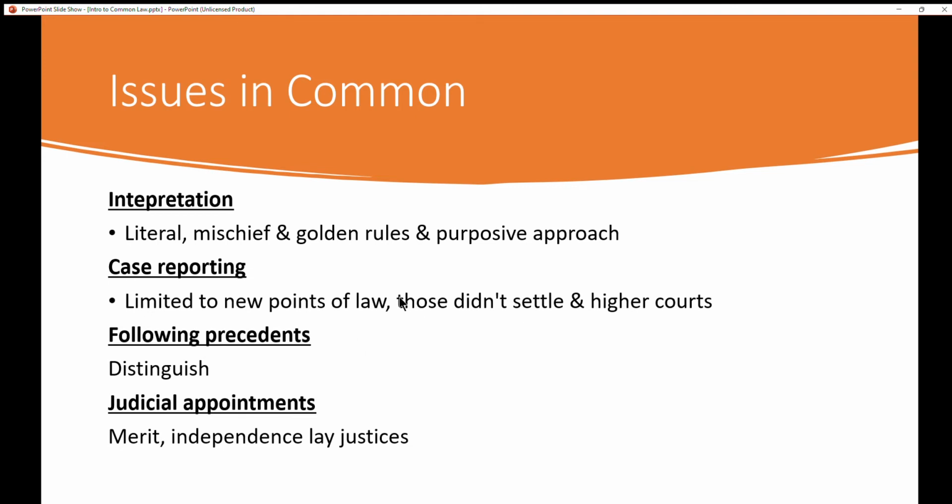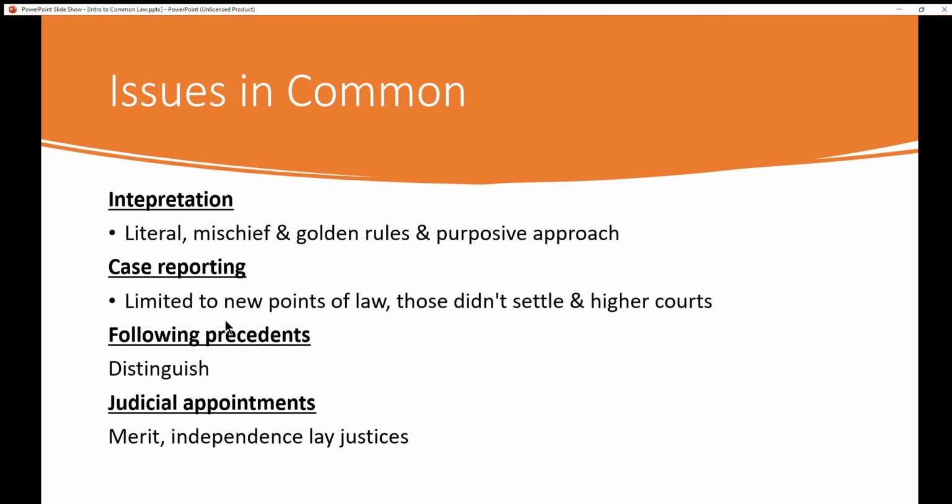And sometimes parties decide to settle themselves. All this won't go to court, so it won't get reported. And only higher courts like the Court of Appeal and the Supreme Court or Federal Court will be reported, right? Normally the High Court seldom gets reported also. So you don't know all the lower courts, you don't know a lot of cases.